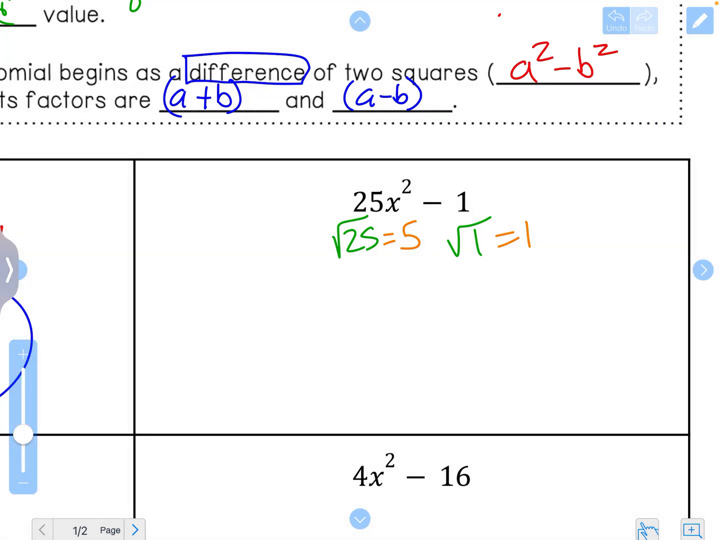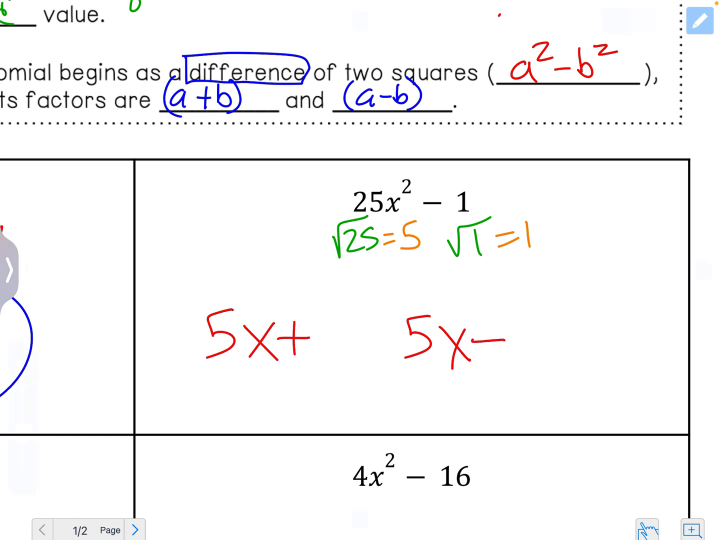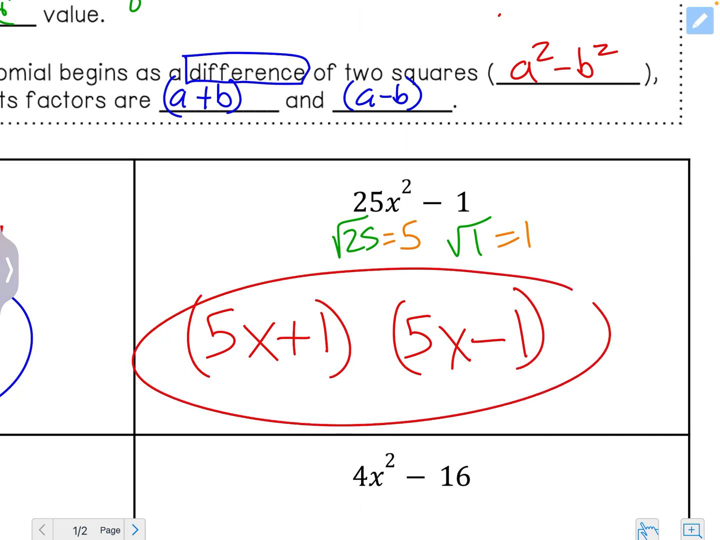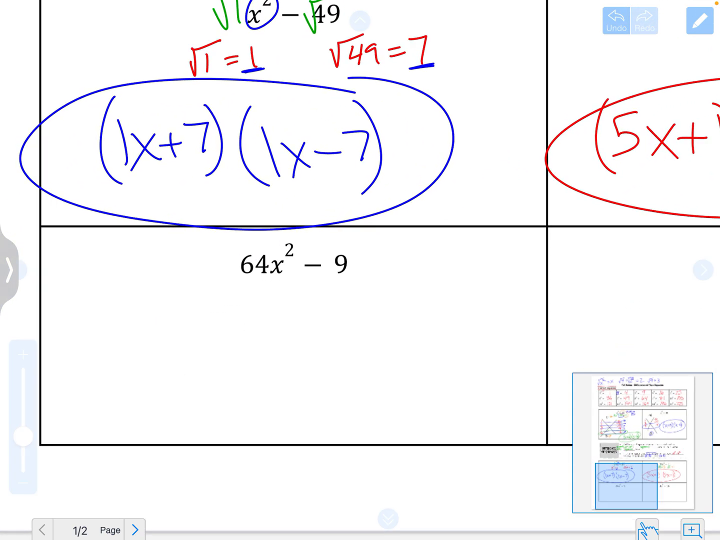So now I'm going to write my x's down. I'm going to split those x's. I'm going to write my first number in front of x. One x is going to be positive. The other one's going to be negative. And then I'm going to write down my second number. And that is our answer. And that's our trick if we recognize that this is a difference of two squares.